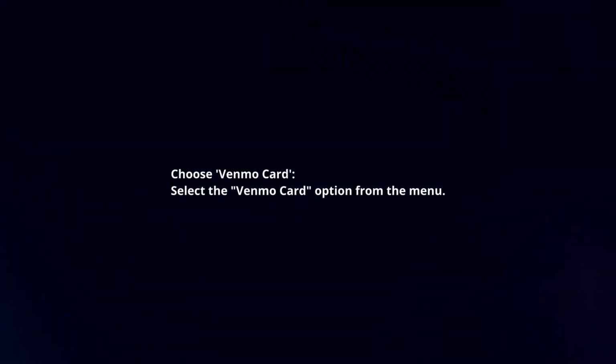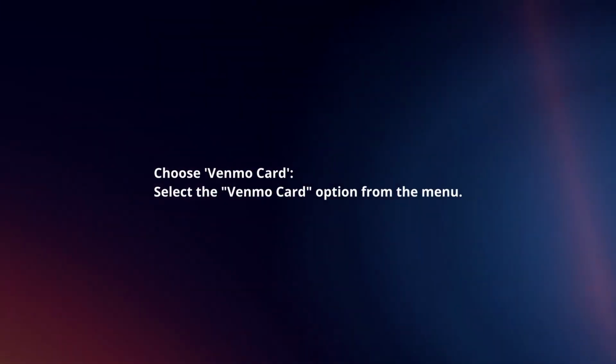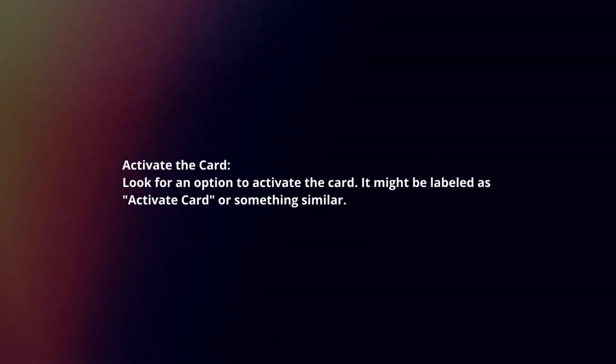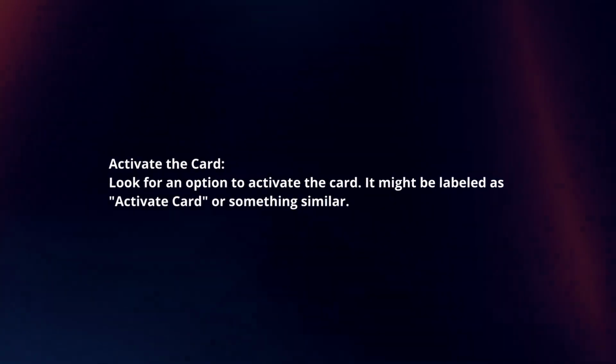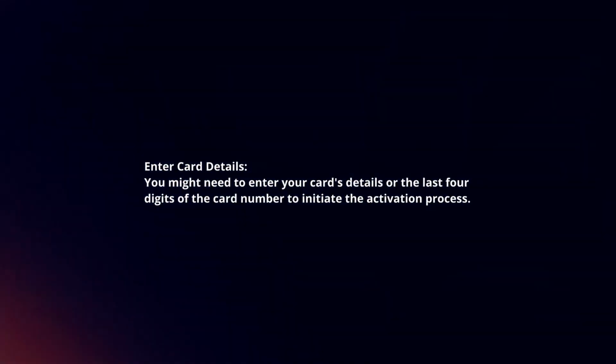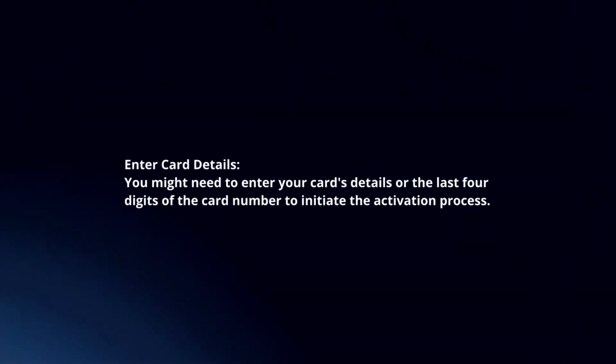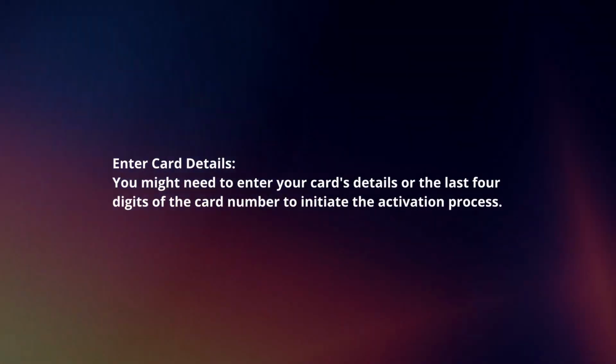Choose Venmo card. Select the Venmo card option from the menu. Activate the card. Look for an option to activate the card. It might be labeled as activate card or something similar. Enter card details. You might need to enter your card's details or the last four digits of the card number to initiate the activation process.